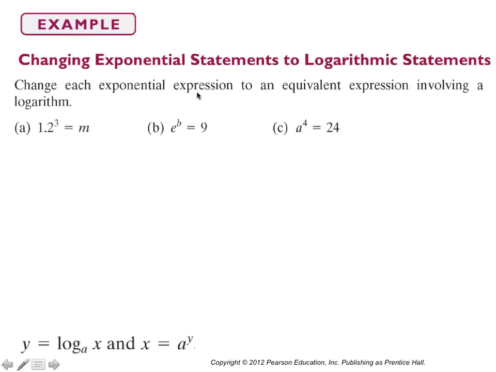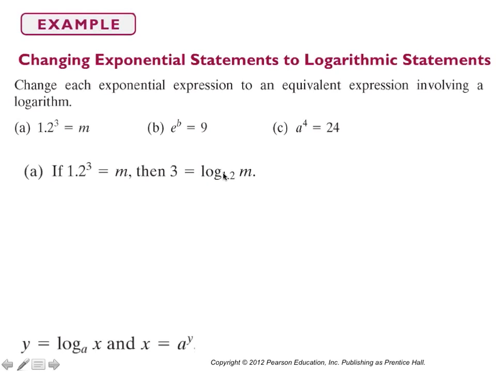So we want to change an exponential expression into a logarithm. We have 1.2 cubed equals m, and we want to rewrite it with a logarithm. If you take a look at how this formula is comprised, 1.2 is our base, so that means it's going to be our base down here. Now the number m is by itself, so it's going to become attached to our logarithm. So really what this is going to be is log base 1.2 of m equals 3.